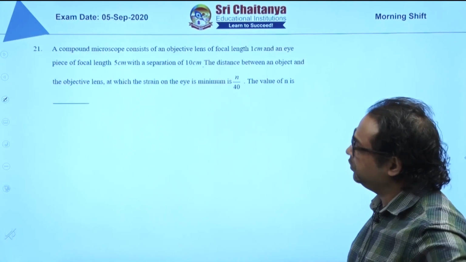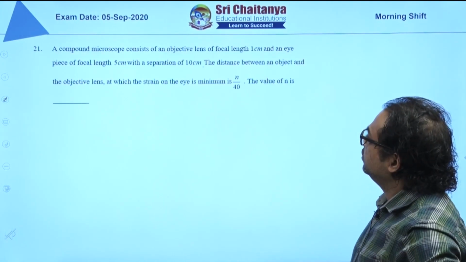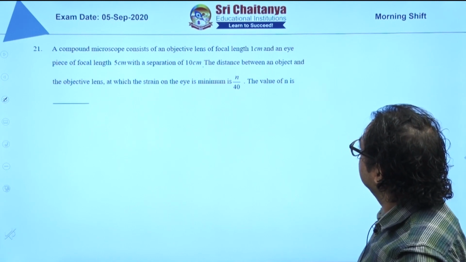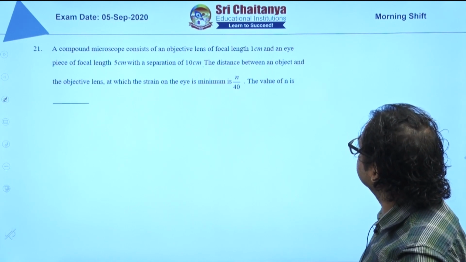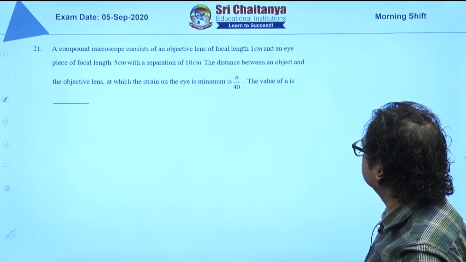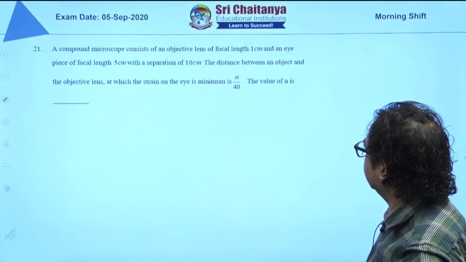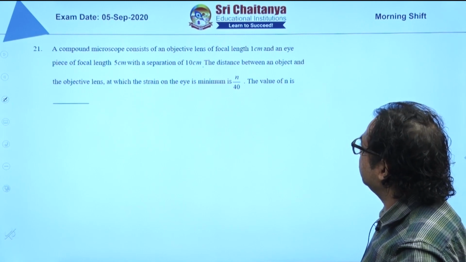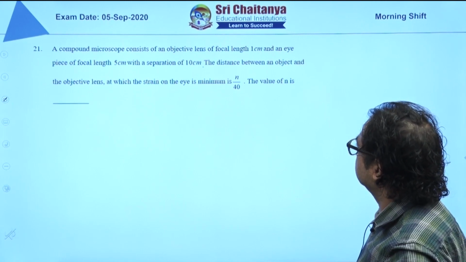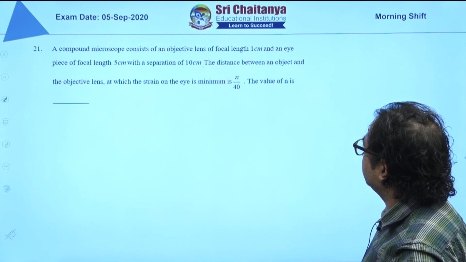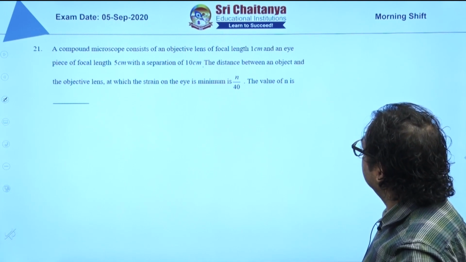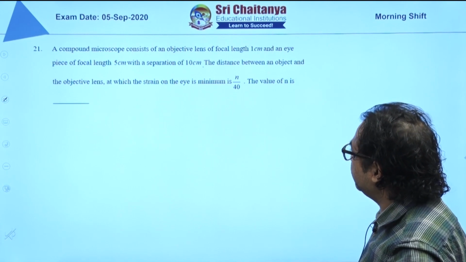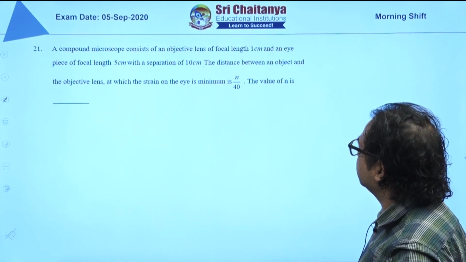Coming to question number 21. A compound microscope consists of an objective lens of focal length 1 centimeter, and an eyepiece of focal length 5 centimeter. And a separation is given as 10 centimeter. So, the distance between object and objective lens at which strain on the eye is minimum.